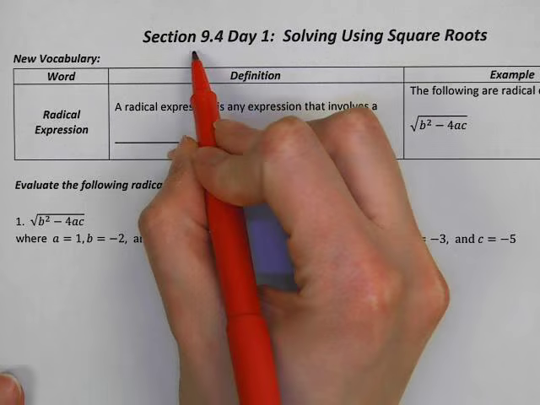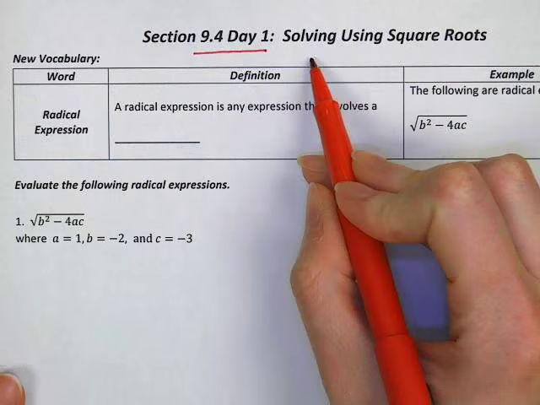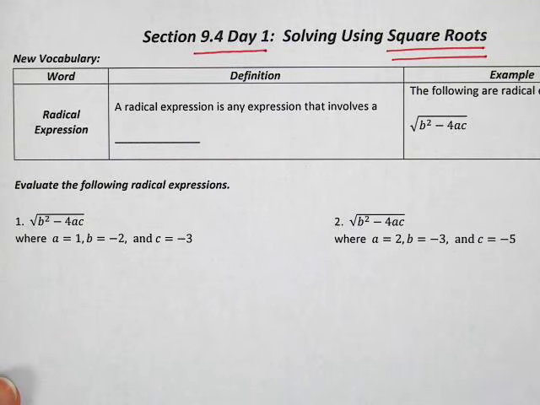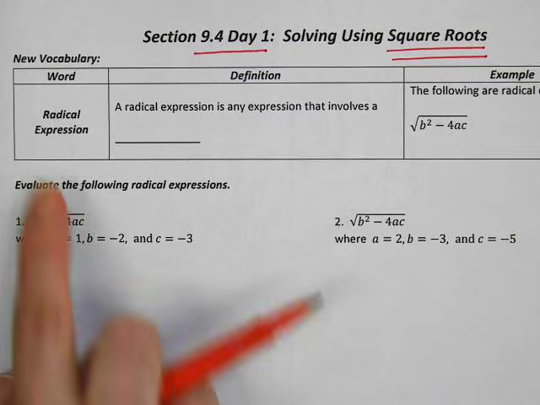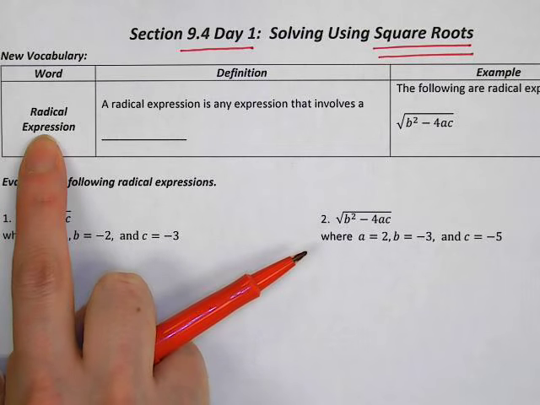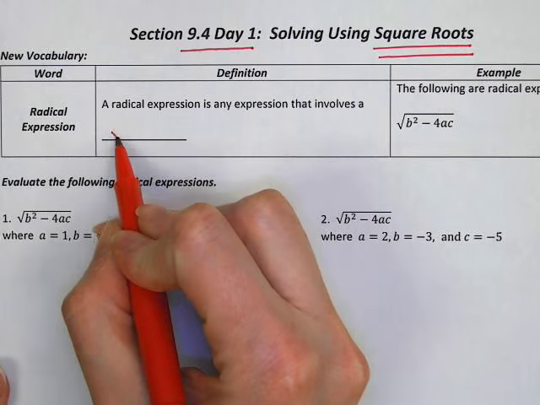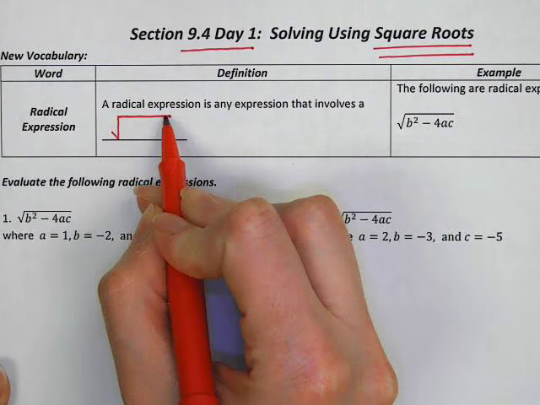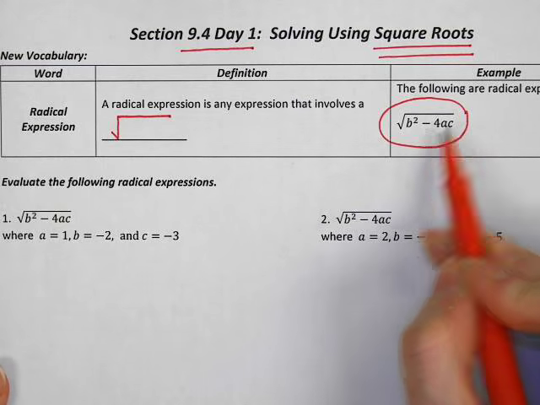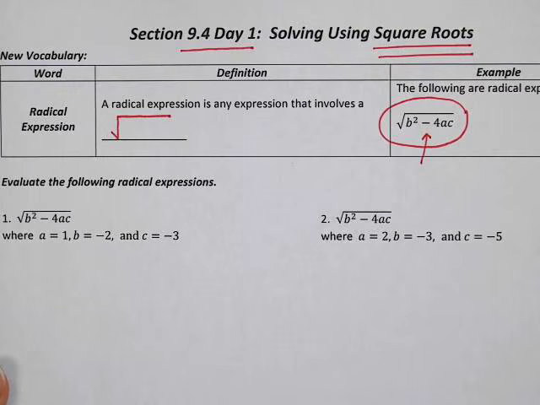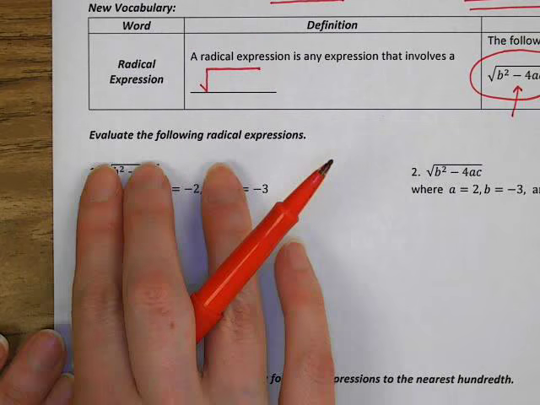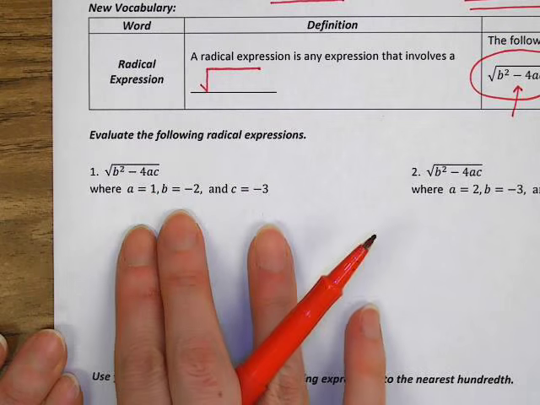It is section 9.4, day 1, solve using square roots. And we're going to start this lesson by just a little vocab. What is a radical expression? When you see the word radical, it's any expression that involves a square root sign. We call this a radical. So here's an example, a square root sign with some stuff underneath it. And today's lesson starts by, can you plug these numbers in and evaluate a radical expression?